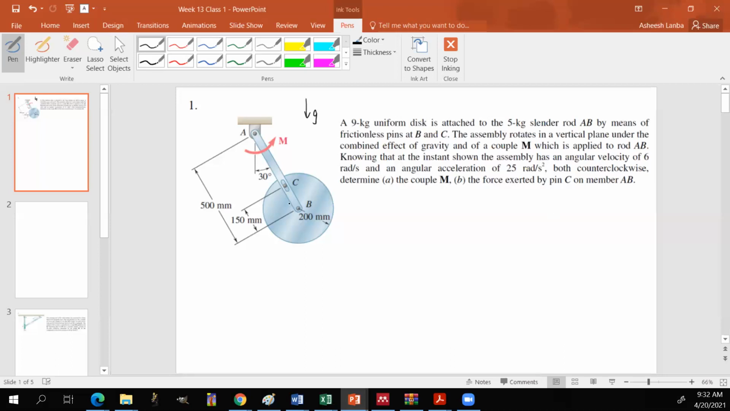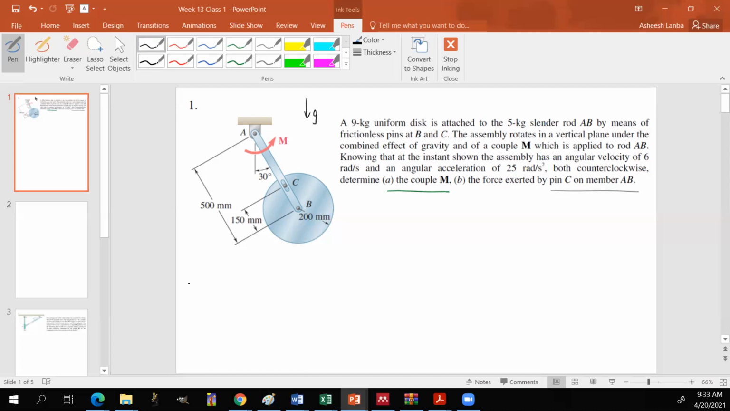All right. So we have to do two different things in the problem. For part A, when you're looking at couple M, which is working on the whole assembly, we're going to look at the whole assembly. And then when we're looking at the force exerted by the pin on the member AC, we're just going to look at the disc, and that's going to make things easy for us. All right. So with that, let's get started.